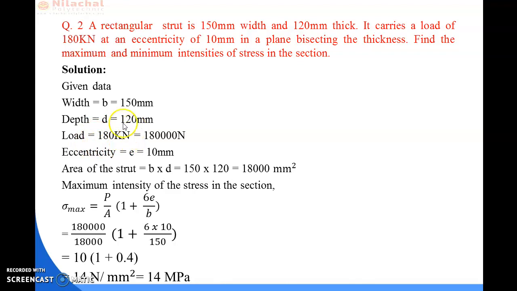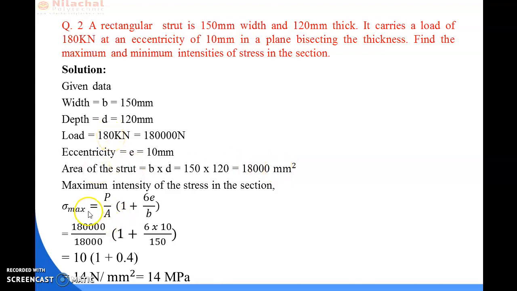Now we can convert the load, 180 kN, into Newton, so we have to multiply by 1000 here. After that, the eccentricity is given as 10 mm. So we can find the area of the column section, that is B into D, as it is a rectangular section. So B into D is equal to 150 into 120, which is 18,000 mm square. Now we have the value of eccentricity, the area and the load.